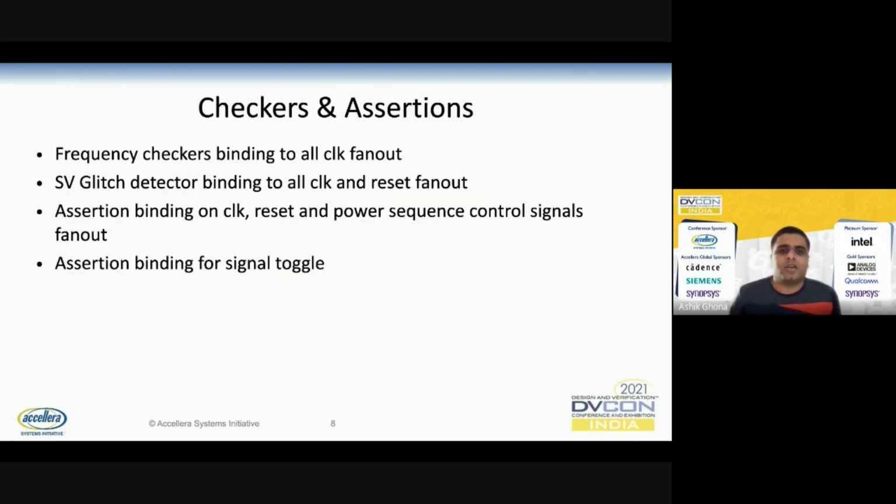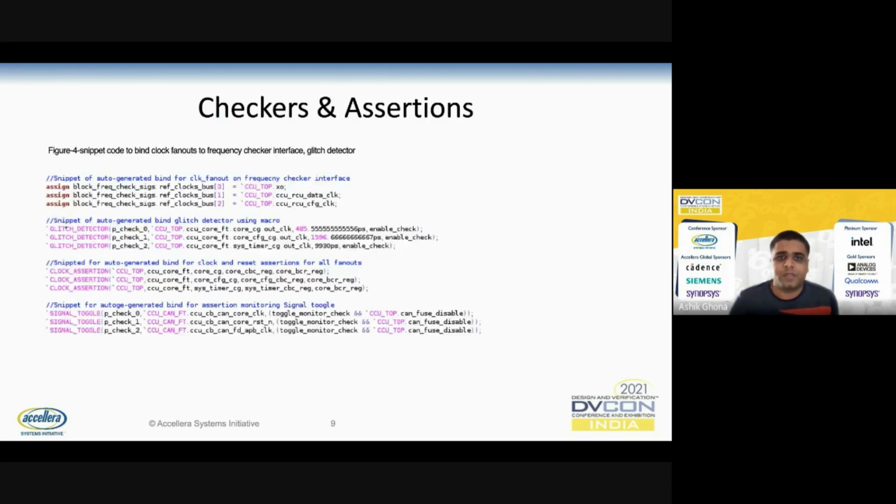Under checker and assertion collateral, we are binding frequency checkers for all the fan outs. We have bound glitch detectors for all the clock and reset fan outs, and using clock assertion binding, we are checking various properties of clock and reset fan outs. For low power mode, we might expect that some signals should not toggle. To check those interesting signals, we have assertion binding for the same.